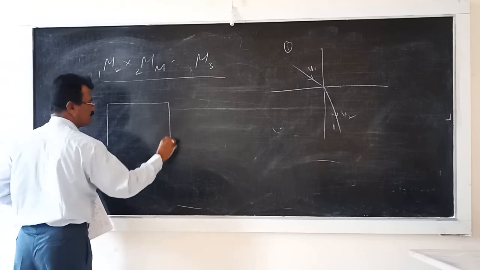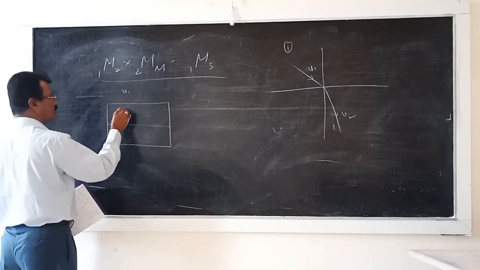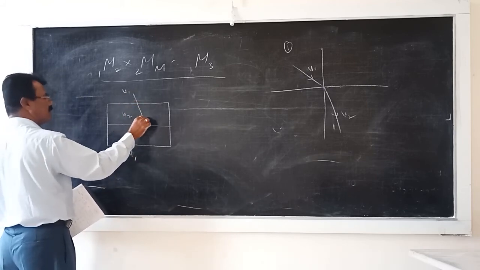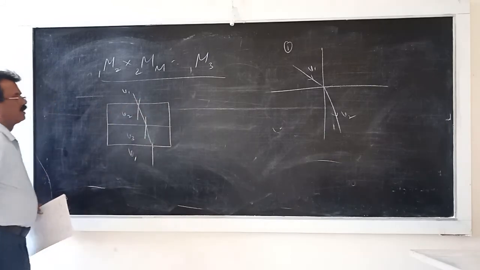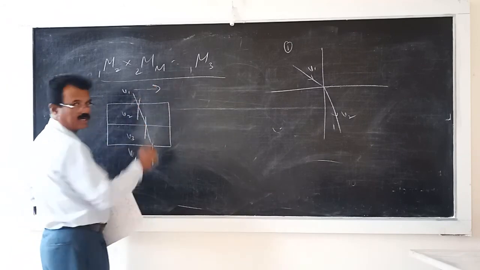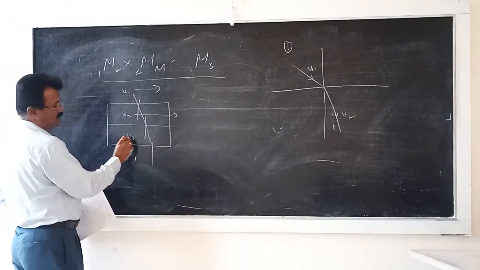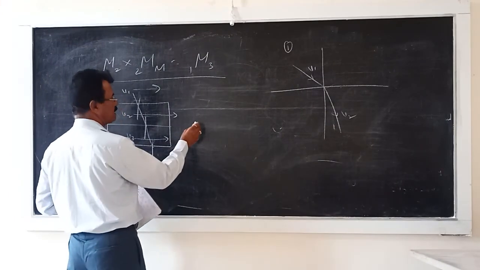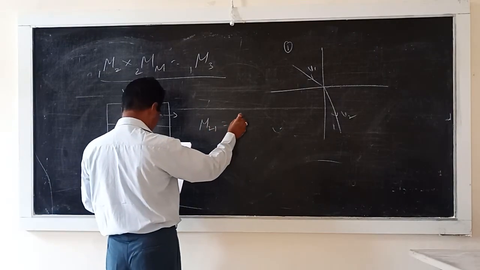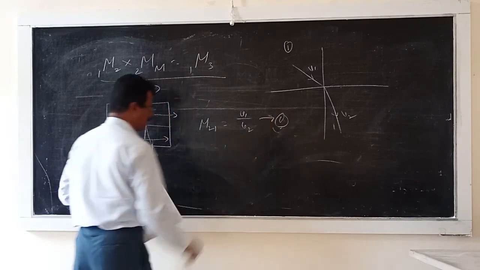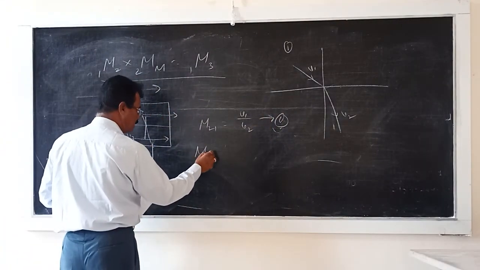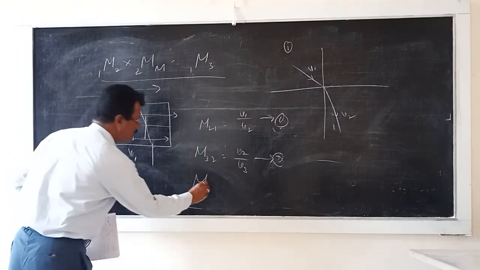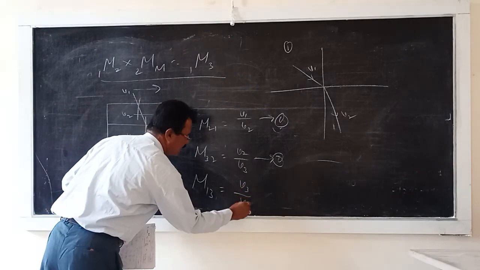Consider three different media: medium 1, medium 2, medium 3, and again medium 1. The velocity of light in medium 1 is V1, in medium 2 is V2, in medium 3 is V3, and again V1 in medium 1. By the principle of reversibility, mu 21 is equal to V1 by V2, call it equation 1. Mu 32 is V2 by V3, equation 2. Mu 13 is V3 by V1, equation 3.